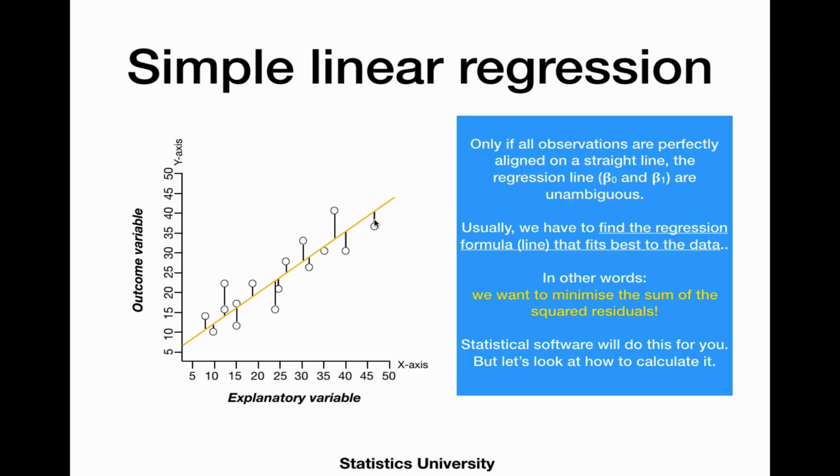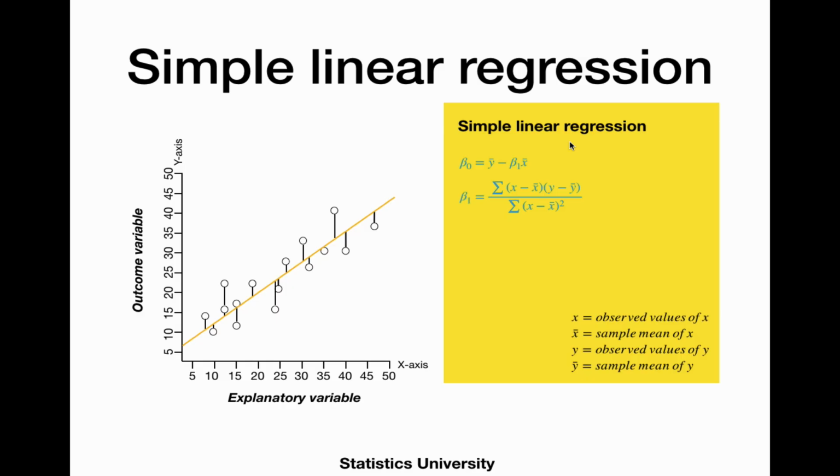So in simple linear regression, we want to minimize the sum of the squared residuals, or the difference between the observed values and the predicted values as a function of the linear regression equation. And statistical software will find the formula with the minimized sum of the squared residuals. But let's look at how to calculate it if you were to do this manually. These are the formulas that you would need. But don't try to remember them.